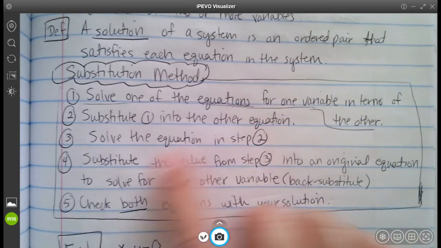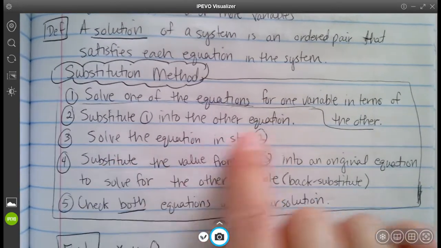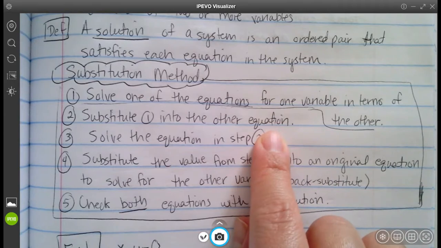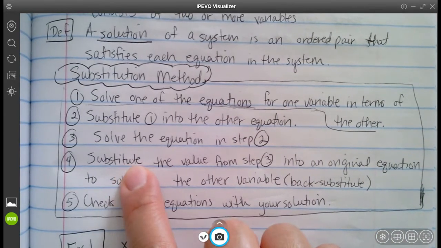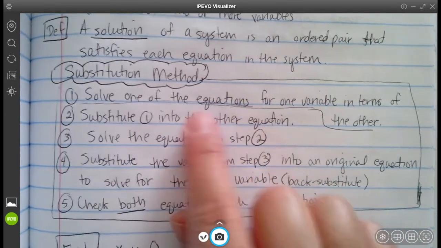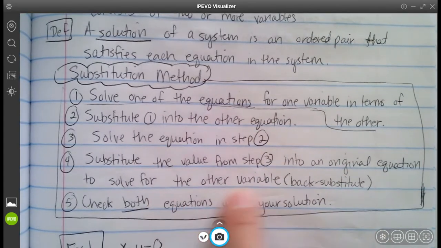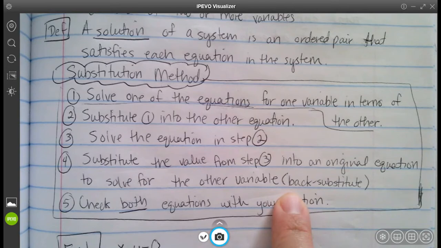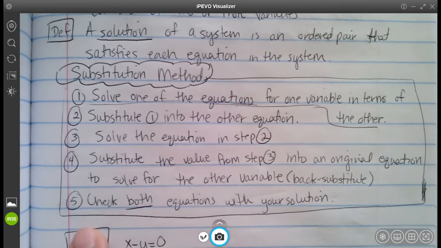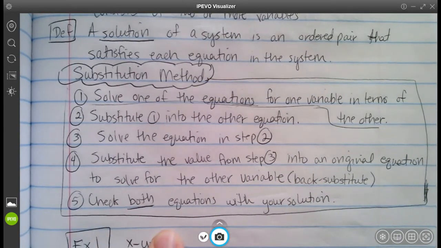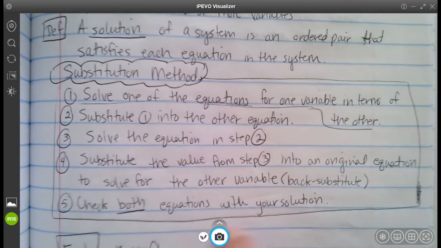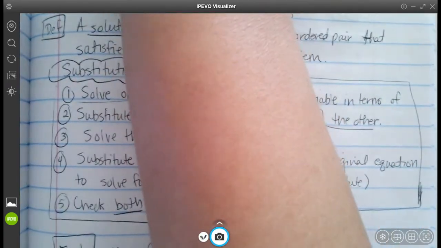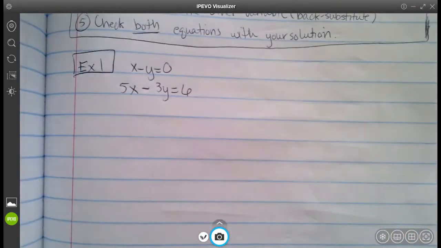So we solve it. Once we solve it, whatever value we get for x or y, whatever it is we solved for, we take that value and plug it into one of the original equations to solve for the other variable. This is also known as back substitution. And of course, the final step is just to check both equations with that solution to make sure that we are good to go. So we're going to jump right into an example. And again, this is something you have seen before.